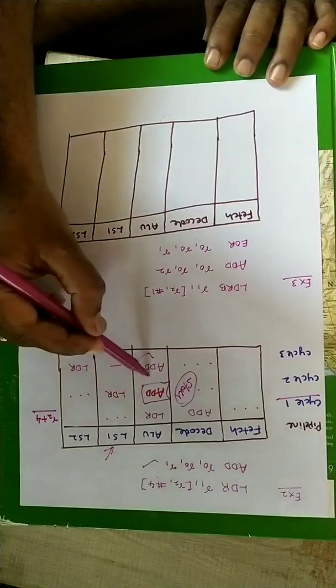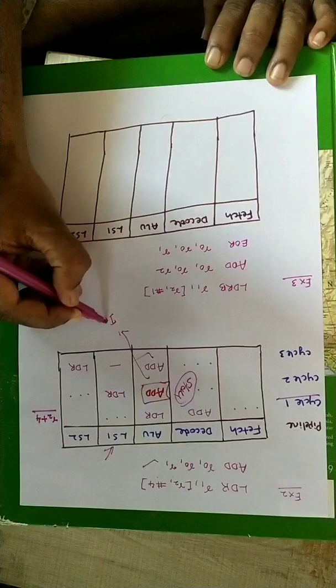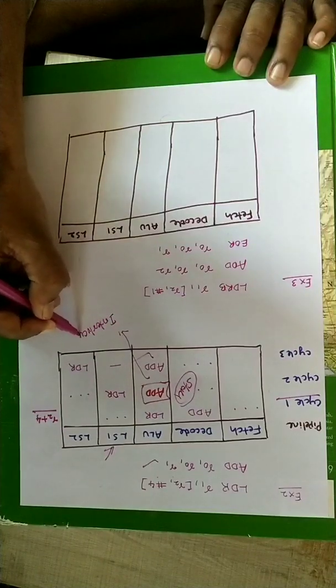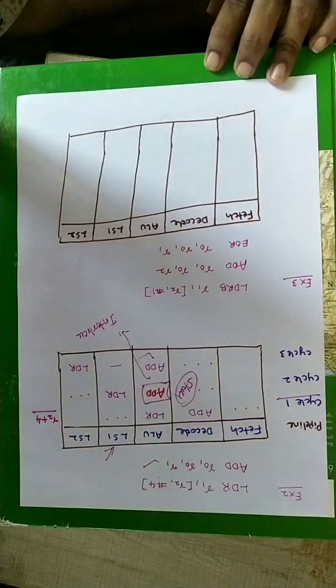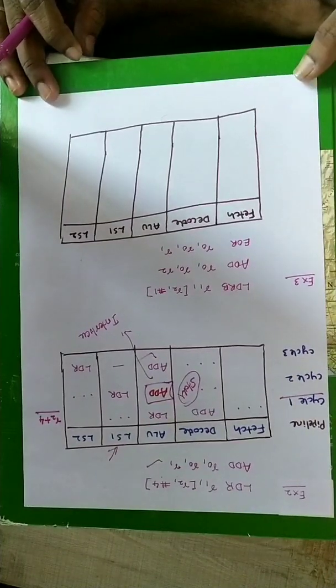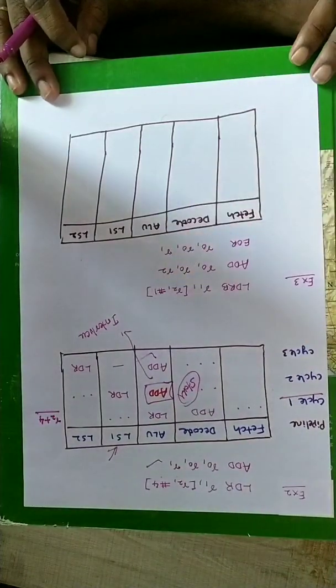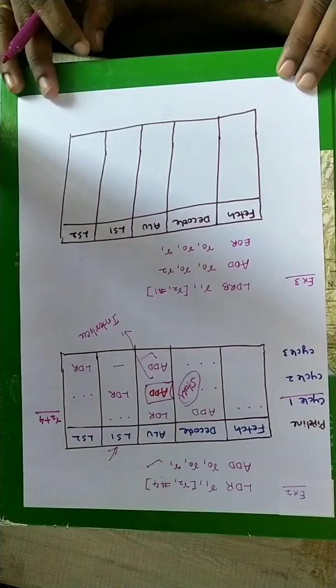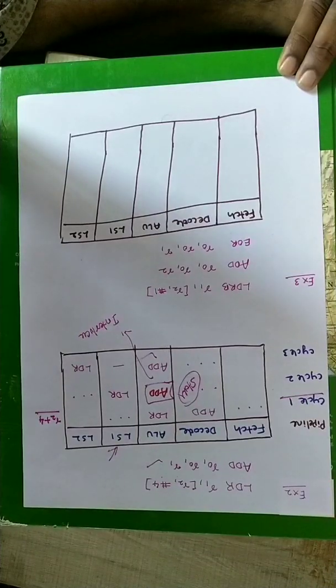This is called an interlock. In the previous example, this was not the case. We took a no-interlock example. So this is the definition of interlock. This is the example 2 we have discussed.